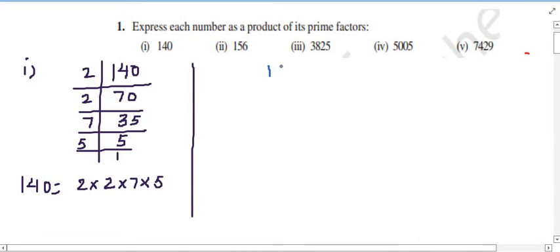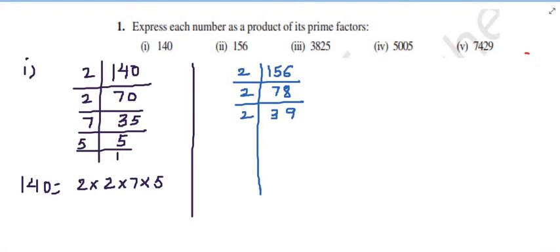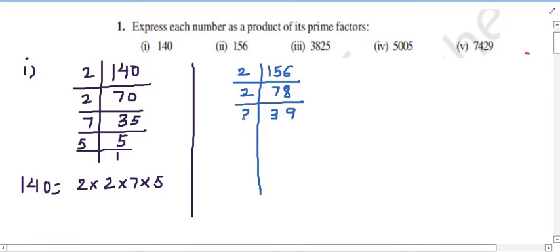So the given number is 156. We have to find the prime factors of 156. We'll start with 2, then it will be 78, then again we'll go with 2 times 3 is 6, 39, then we'll go with 3, 13, and 13 is a prime number, so we'll say 13 times 1 is 13. So prime factors of 156 are 2 times 3 times 13.